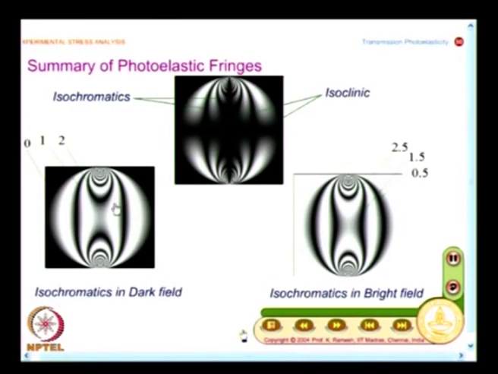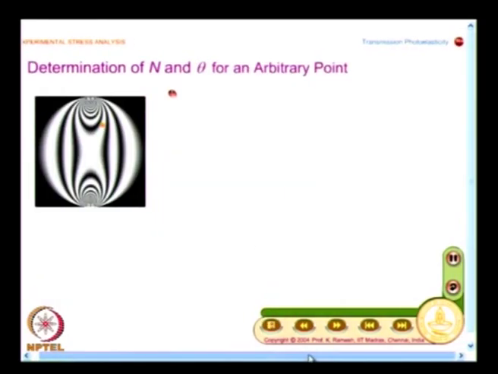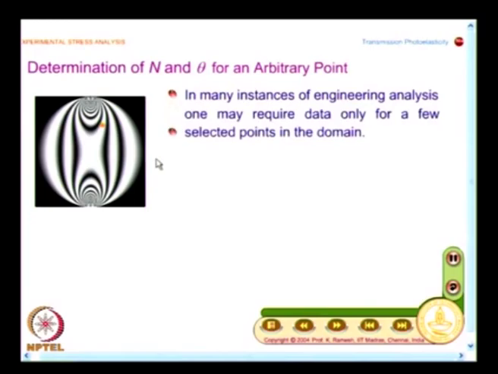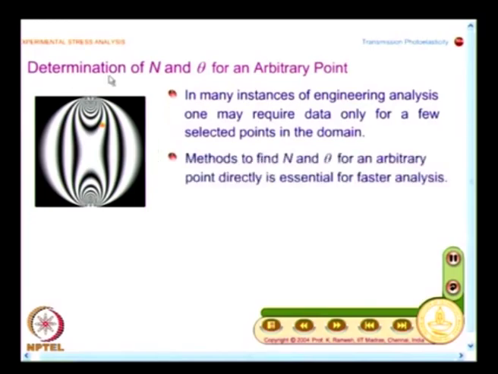Now, what we will have to look at is that in all problems we may not want to know the fringe order at every point in the domain. I have a fringe order 1 here, and I may have a point in between for which I need to find the fringe order. Now, we need to find out how to do this experimentally. So, the focus is on how to determine n and theta for an arbitrary point.